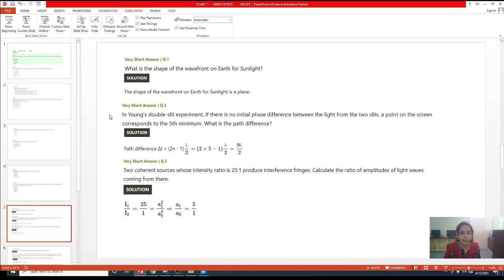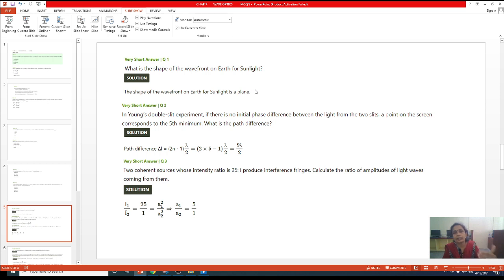Okay, then next point is the very short answer. Each question has 1 mark. First, what is the shape of wavefront on earth for sunlight? The shape of the wavefront on earth for sunlight is a plane wavefront.